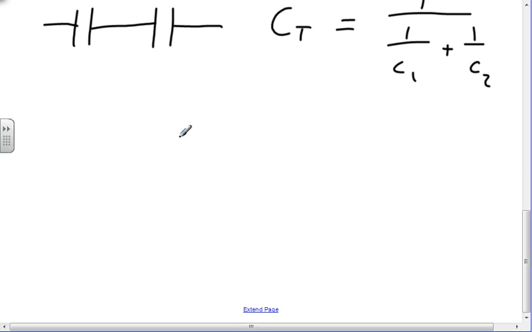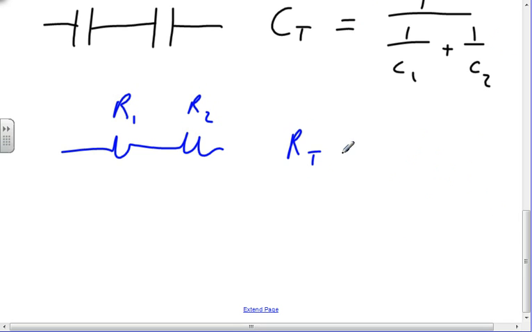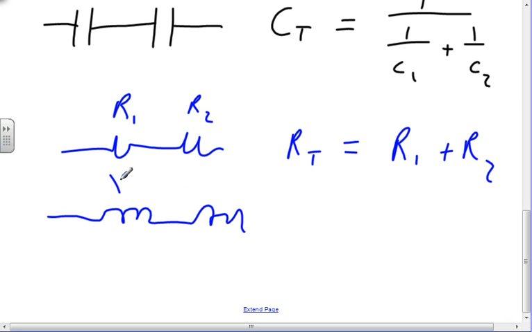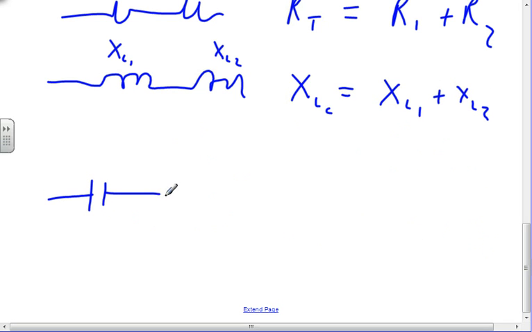Okay, so I'm going to do it again. I've got two resistors, R1 and R2, and the total resistance is R1 plus R2. And I have two inductors, XL1 and XL2, and I want to find the total reactive inductance. Is that called acceptance? I forget. And that's going to be XL1 plus XL2. And I have two capacitors, and I know XC1 and XC2, and I want to find XC total. What is XC total?